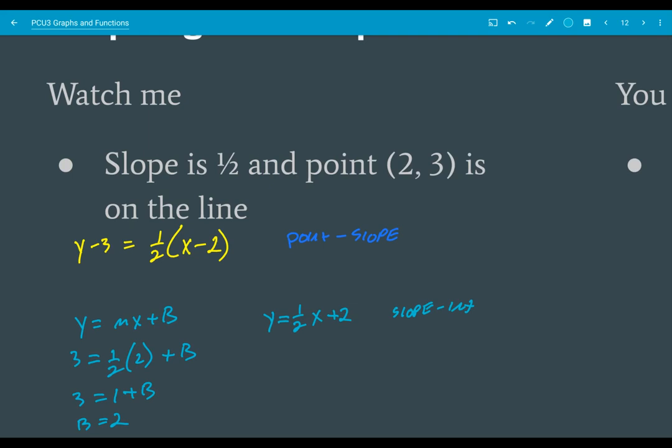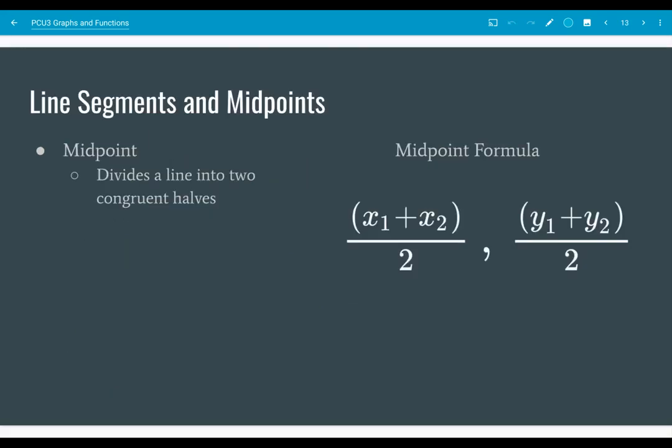So now we know the point, the slope, and the y-intercept of this graph, and we could easily graph. Once we establish points, slope, parallel, perpendicular, the next thing that comes into play is midpoints. A midpoint divides a line, or more specifically a line segment, into two congruent halves or two equal halves. And this is your midpoint formula. This is a formula that you're going to need to memorize. The midpoint formula is nothing more than the average between two points.